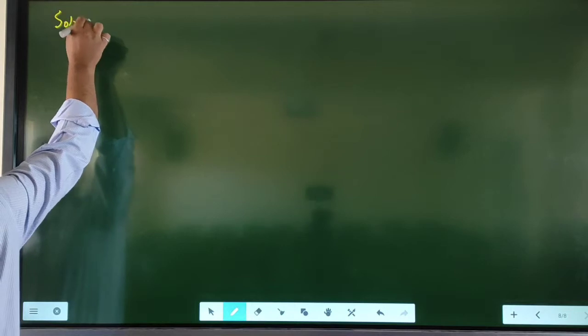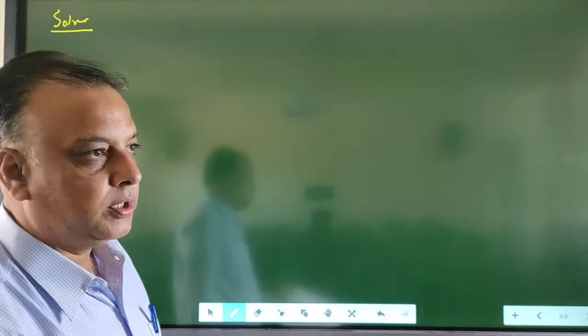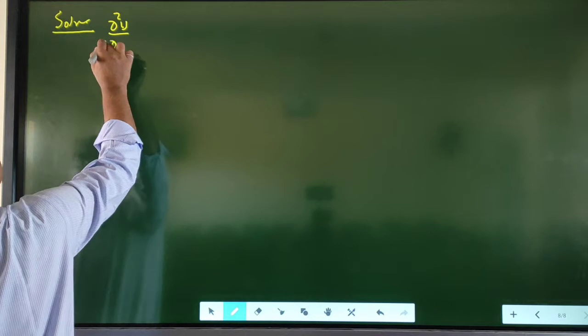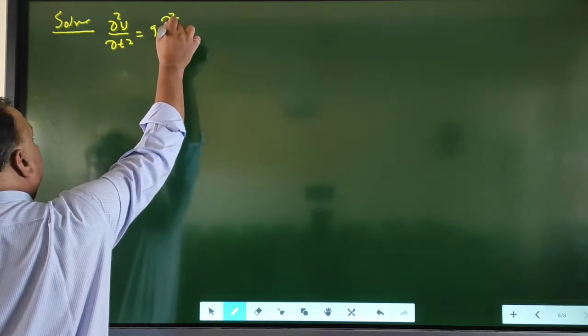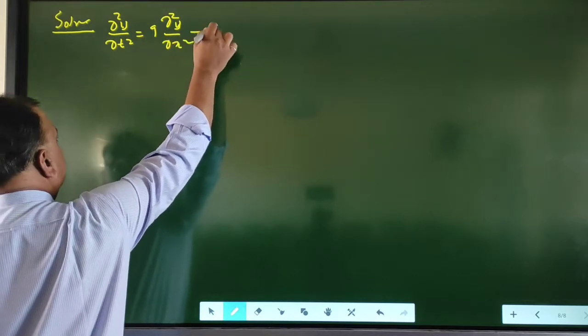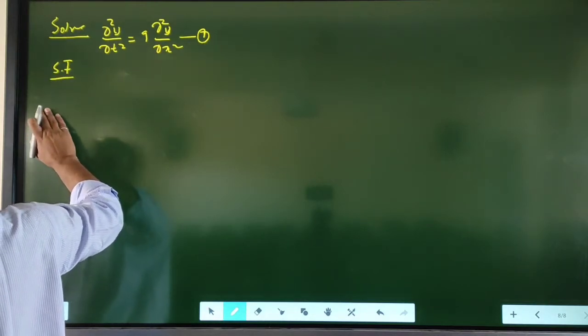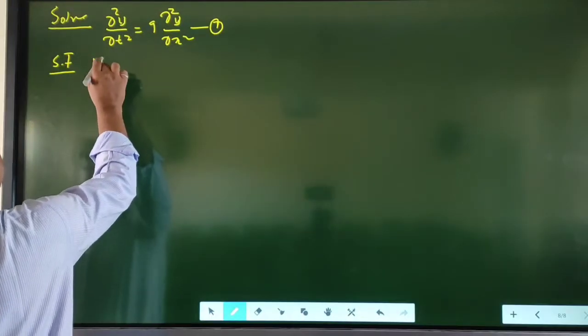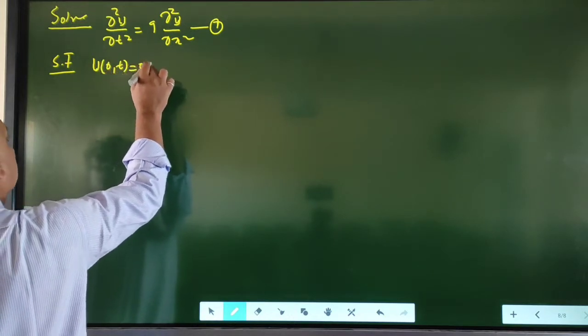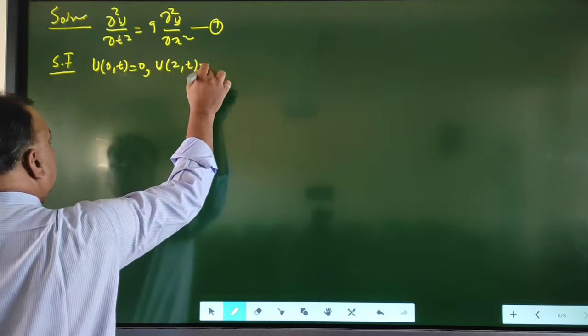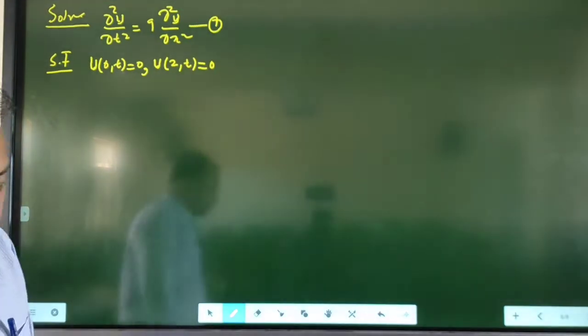So today we have to solve the partial differential equation del 2u upon del t square is equal to 9 del 2u upon del x square, number 1, such that the conditions are given that u(0,t) is equal to 0, u(2,t) is equal to 0.